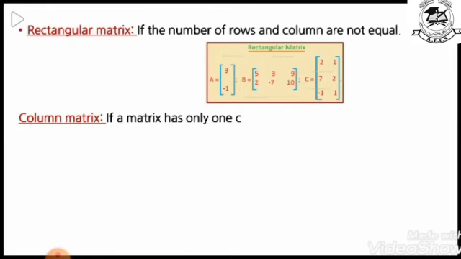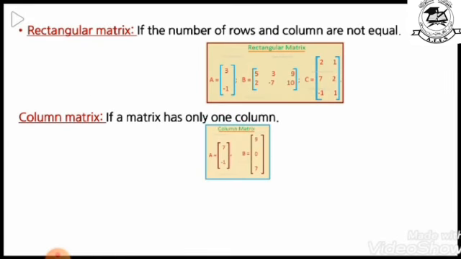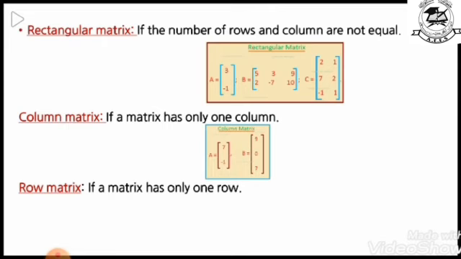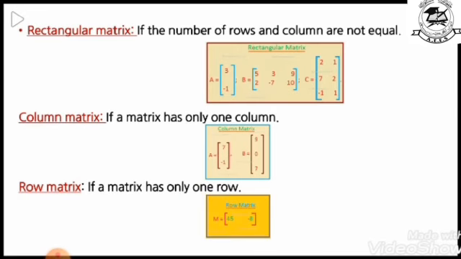Column matrix. If a matrix has only 1 column, it is called column matrix. Like this, A is 7 by 1. It has only 1 column, and B also has only 1 column. This type of matrix is called column matrix. Next is row matrix. If a matrix has only 1 row, it is called row matrix. M is a matrix and it has only 1 row. This is known as row matrix.